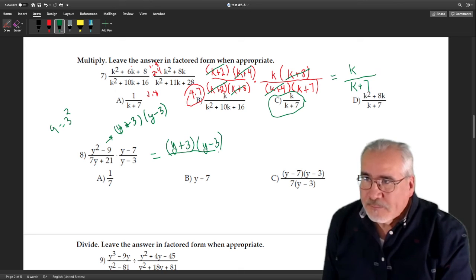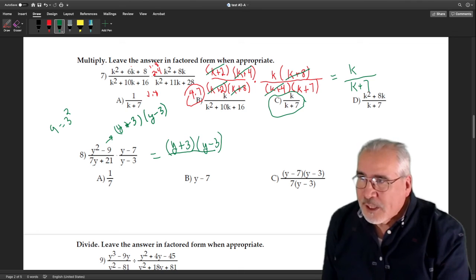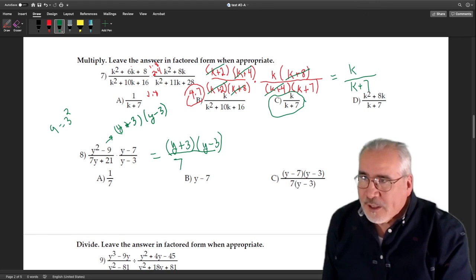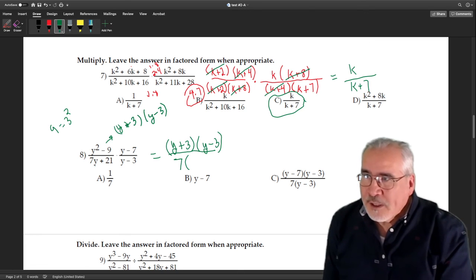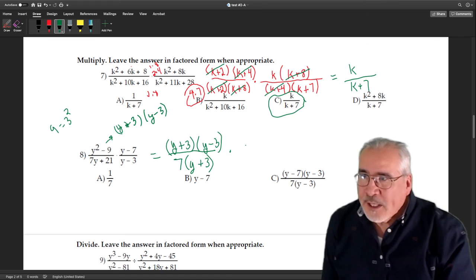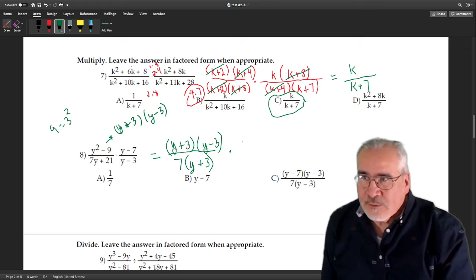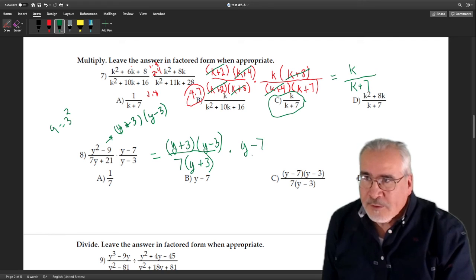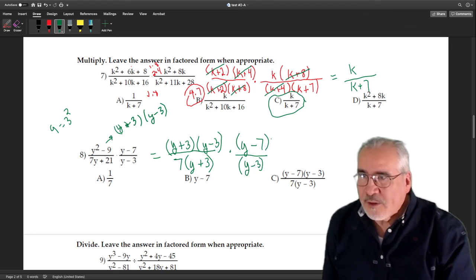The denominator, what you look at here is 7y plus 21. There's a common factor of 7. 7 goes into 7 and 7 goes into 21. So you can factor out the 7. You take out the 7, and so you have a y, 21 divided by 7 is plus 3. And then the right fraction, it doesn't factor at all, but we just have y minus 7 and y minus 3 in the denominator. I'll put parentheses around them because sometimes it's easier to do the canceling.